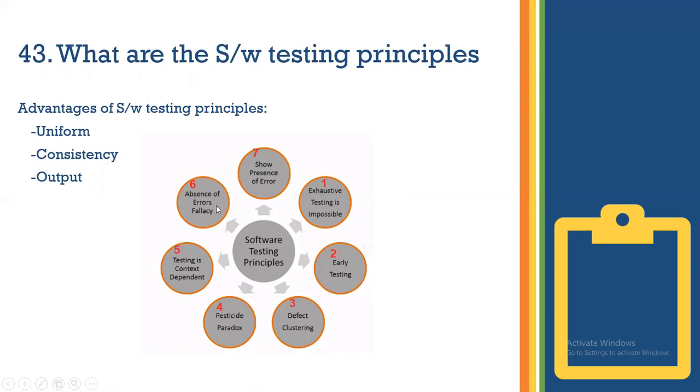So what are the software testing principles? Seven principles are there. Exhaustive testing is impossible, early testing, defect clustering, pesticide paradox, testing is context dependent, absence of errors fallacy, and testing shows presence of errors. These are the seven software testing principles.